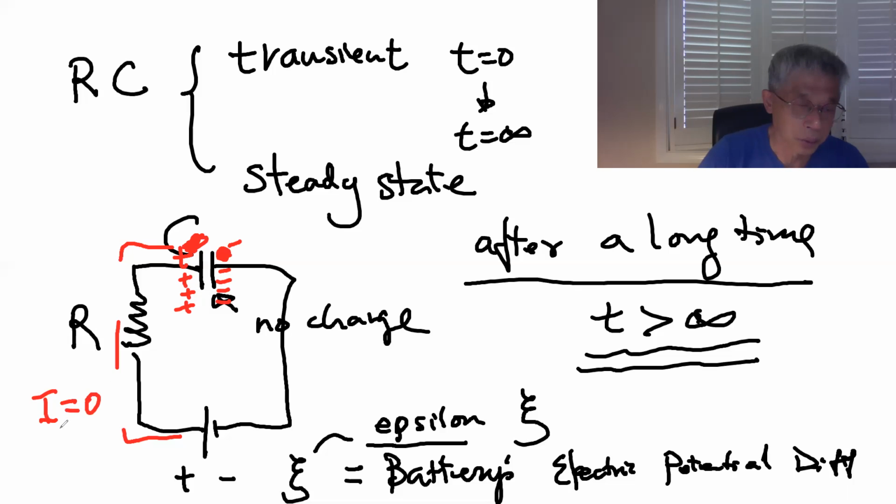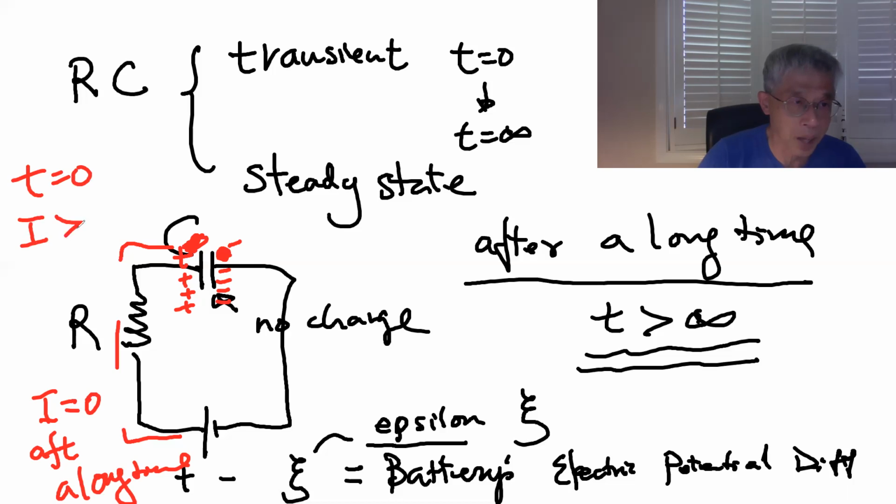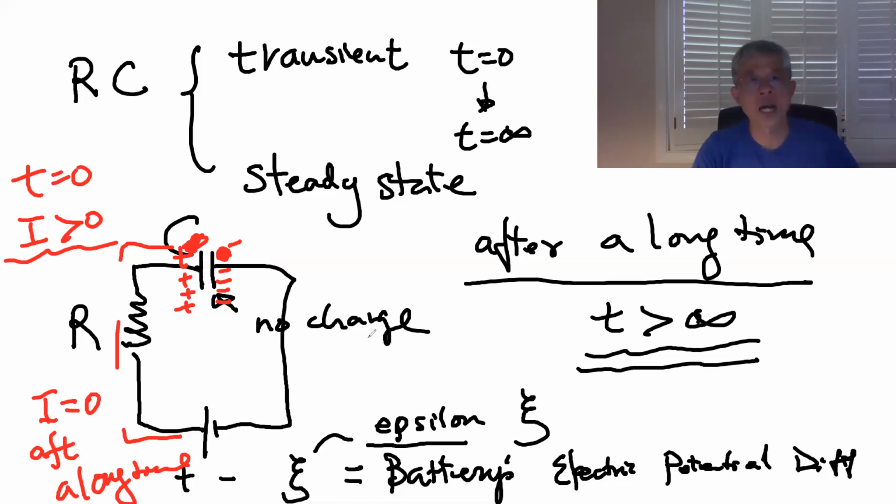So after a long time, current will become zero. But in the beginning, at T equal to zero, there's an I, and I is larger than zero, it's significant, and the electrons start moving. Okay, we're going to stop there and continue later. Hopefully you get to understand a little bit of RC circuit and why we care about transient.